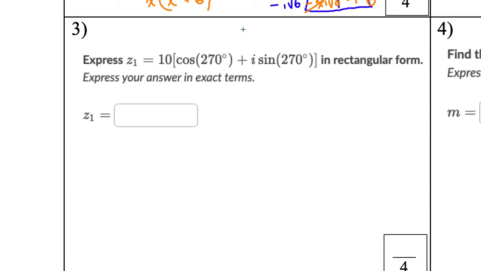I need to, again, convert this polar form into rectangular form. This is going to be using special right triangles, but in this case, it's even easier. Every single time that you're converting between polar and rectangular form, graph it. That's my major hint. Graph it.